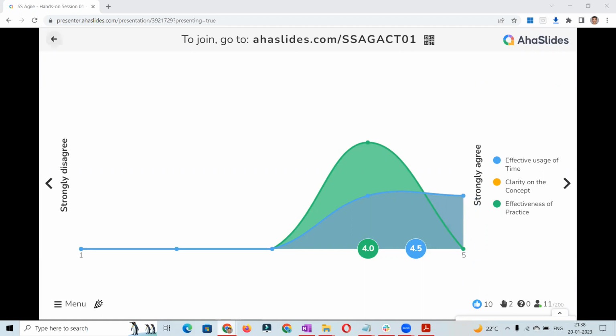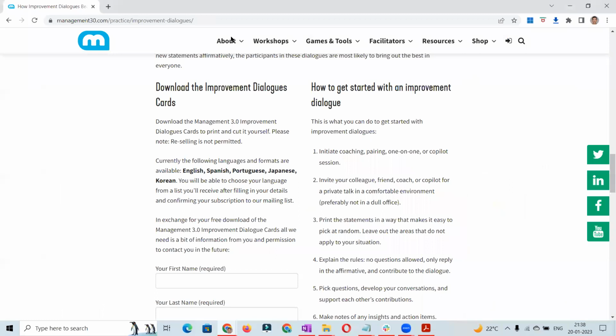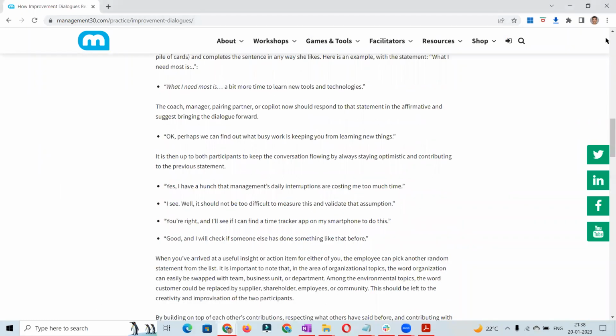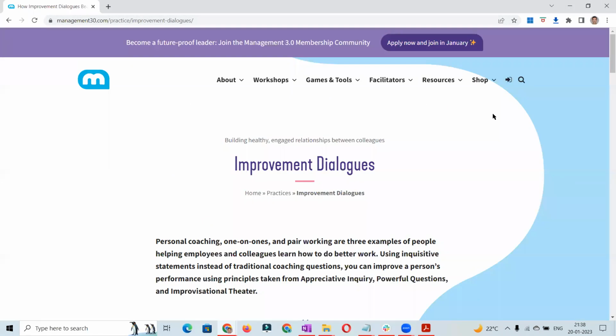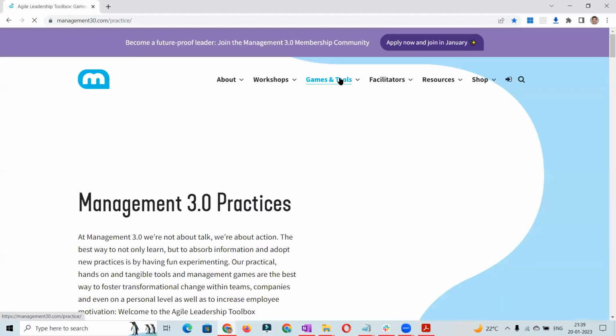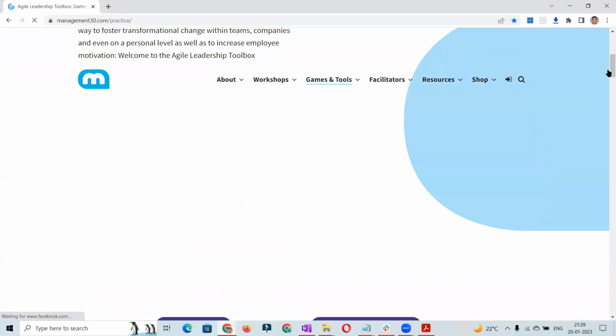Let me share the Management 3.0 site real quick. If any of you are interested, they are opening community membership. Of course, it is a paid membership, but even without it, you can make use of their games and tools. There are lots of tools and games which we can use in our day-to-day conversations or with our teams in implementation. I personally like the team competency matrix, and in one of our upcoming sessions we can discuss that. Improvement dialogues is another, and OKRs are also there. My internet is slow, but under the practice section you will get to see the delegation tools.